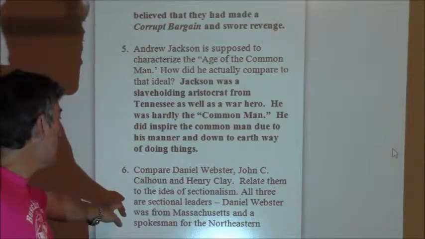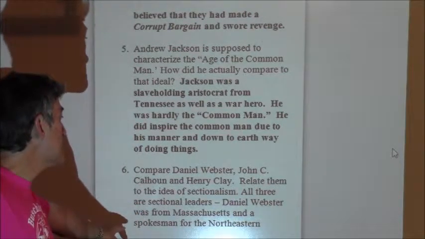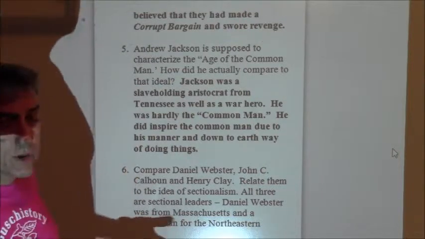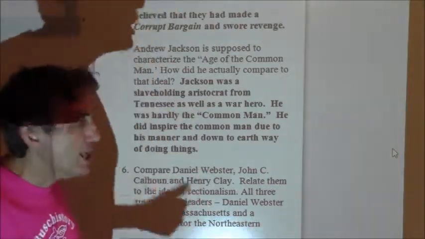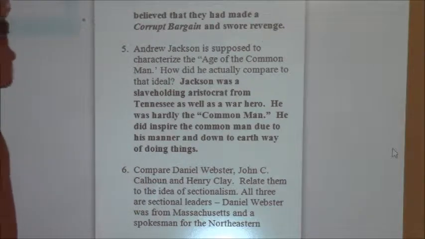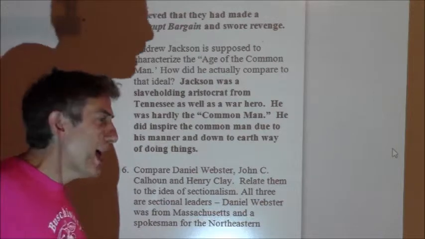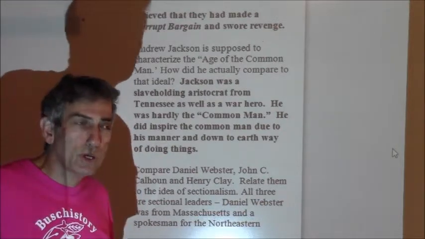Compare Daniel Webster, John C. Calhoun, and Henry Clay. Relate them to the idea of sectionalism. Well, all three were sectional leaders. Daniel Webster from the Northeast, John C. Calhoun from South Carolina and the South, and Henry Clay from the West. And they each had a different point of view.